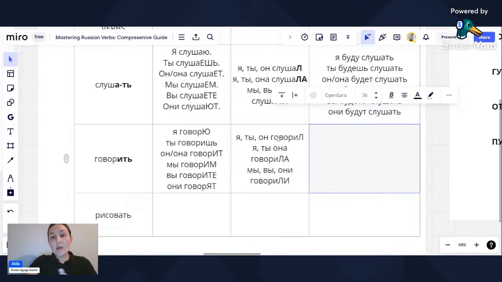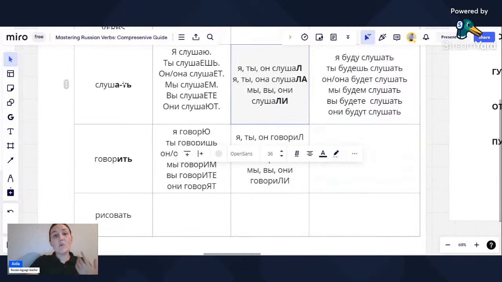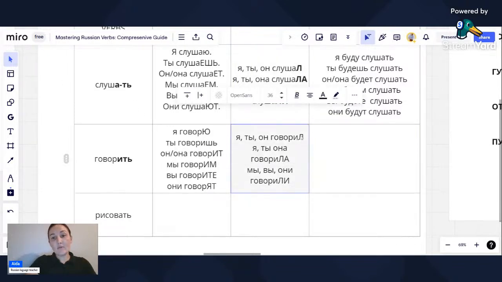Okay, so now you can see that when we form past tense, we just need to cut -ть, we need to put suffix -л for male, suffix -л plus ending -а for female, suffix -л plus ending -и for plural. We don't have gender in the present. We don't have personal forms in the past tense. We just have gender, male, female, or we have plural forms.